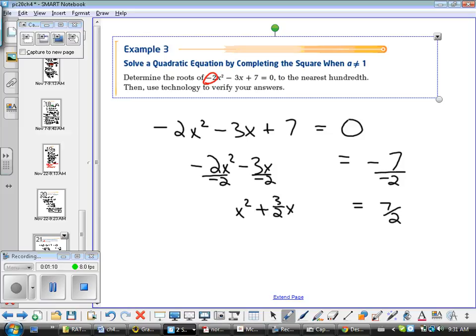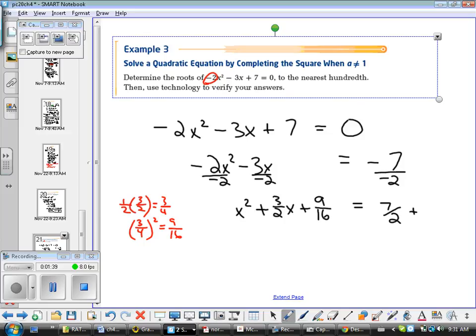Now I'm going to use the same method here, so don't get put off by that fraction. Remember, I take 1/2 of the coefficient of the x term. So I'm going to take half of 3/2, which is 3/4. And then I'm going to square that to get my last term, so 9 over 16. So what do I add on the end here? We add 9 over 16.